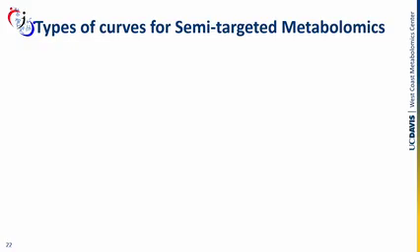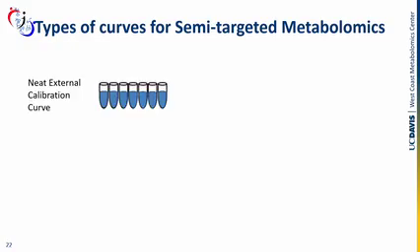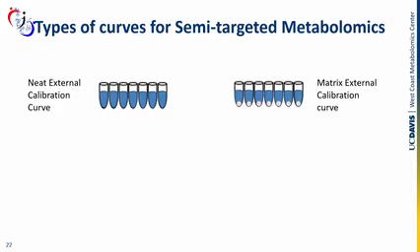So what type of curves are we working with here? First, you've got the standard and neat external calibration curves, where you just make your mixture of your curves and then run them alongside the samples. But the problem is your samples are in matrix. You do as best as you can to remove as much of that matrix effect as possible, but you're still not going to get it all out, which is why you can do a matrix external calibration curve.